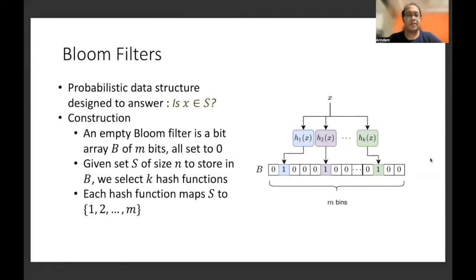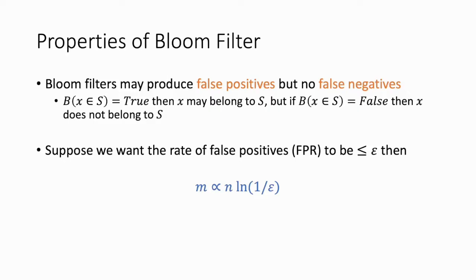A Bloom filter is a probabilistic data structure that is designed to answer the question, is X an element of S? To construct a Bloom filter, we first take an empty bit array of n bits. Then we choose k hash functions, and then we pass the element X that we want to insert into the Bloom filter through those k hash functions. Each hash function maps the element to an integer from 1 to n, and the corresponding bin in the bit vector is set to 1.